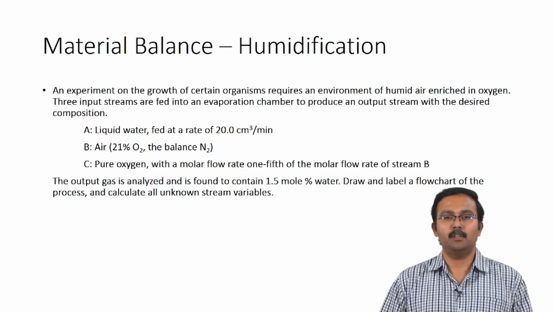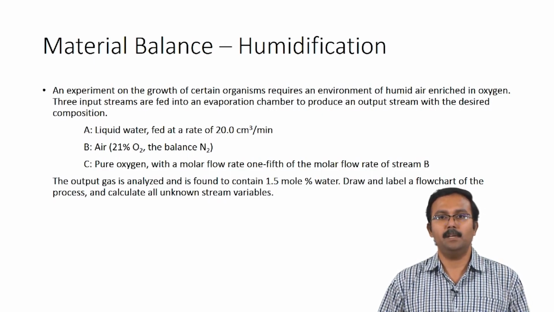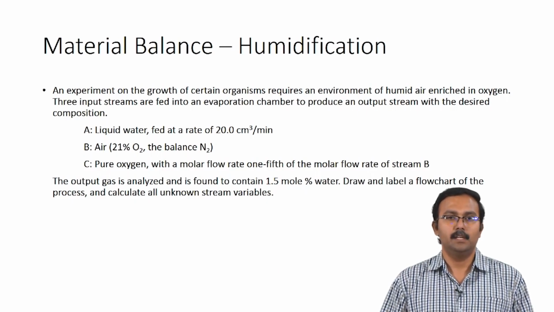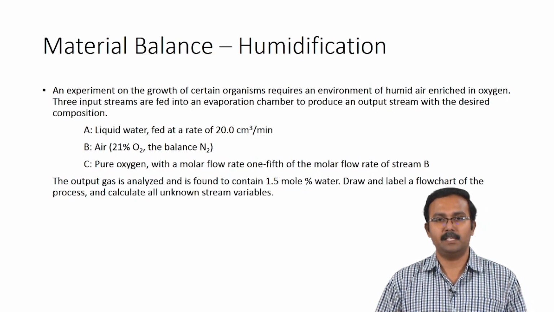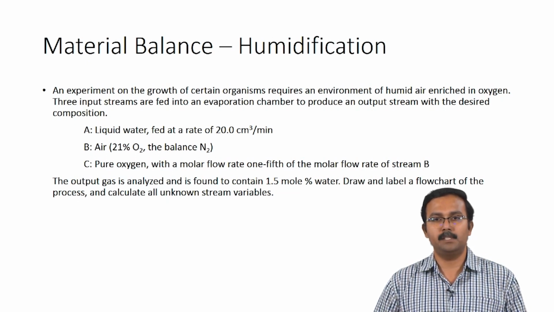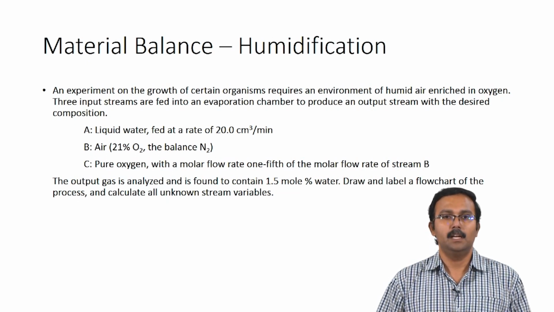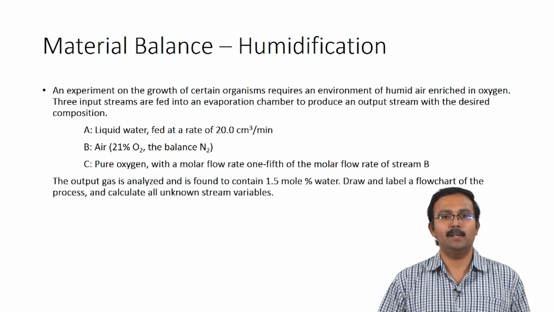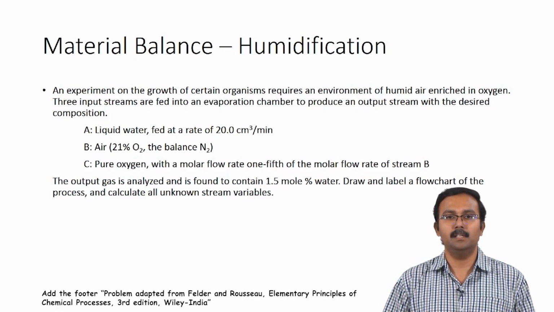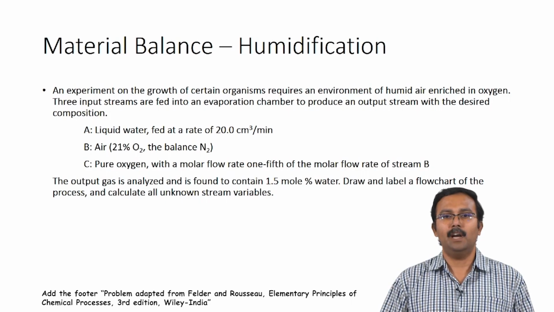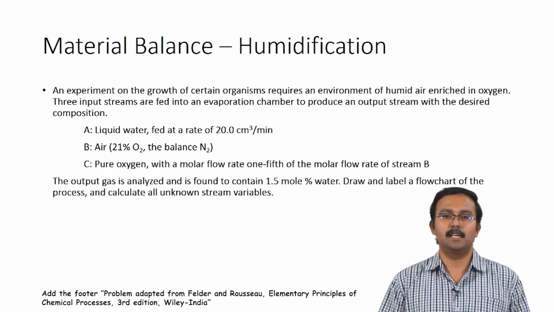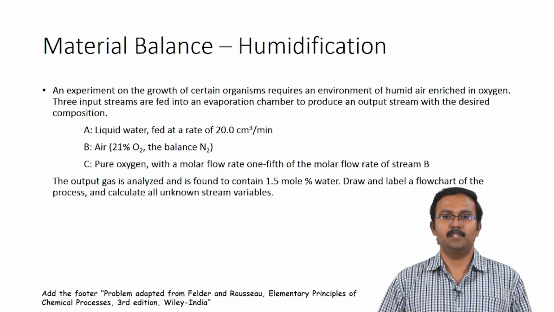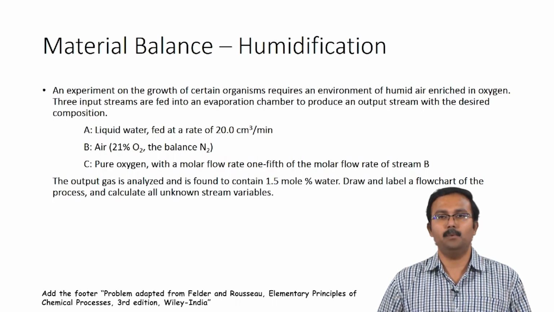An experiment on the growth of certain organisms requires an environment of humid air enriched in oxygen. Three input streams are fed into an evaporation chamber to produce an output stream with the desired composition. Liquid water is fed at a rate of 20 cm³ per minute, the second stream being air which contains 21% oxygen and the rest is nitrogen, and the third stream is pure oxygen with a molar flow rate of 1/5 of the molar flow rate of stream B. The output gas is analyzed and is found to contain 1.5 mole% water.